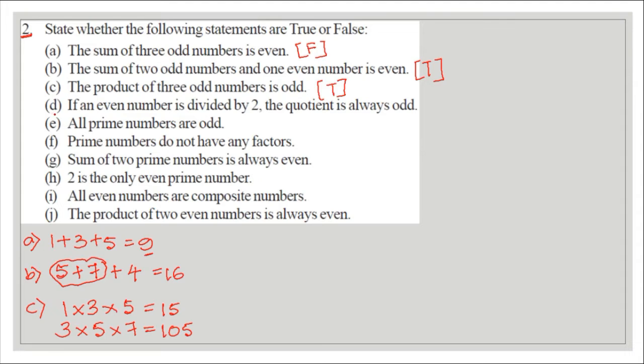Next statement, D. If an even number is divided by 2, the quotient is always odd. This is a false statement. The reason is, suppose I consider one of the even numbers, 20, and if I divide by 2, the result is 10, and this 10 is not an odd number, it is an even number. Say I consider 16 divided by 2, I get 8. These are even. So this statement is a false statement.